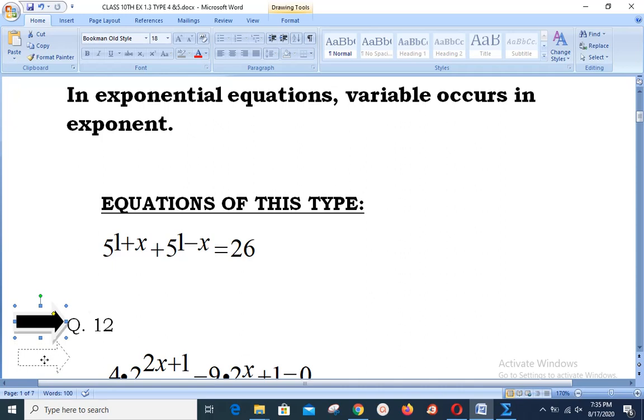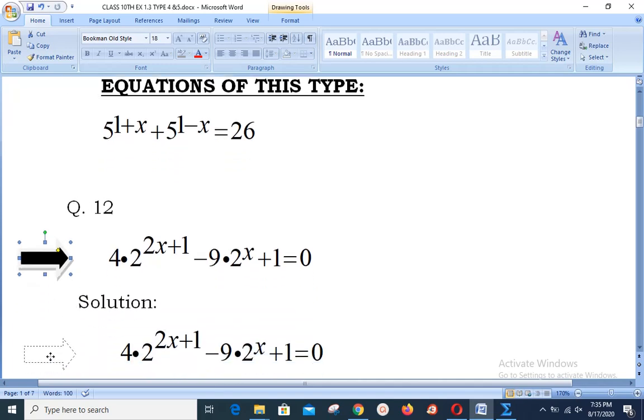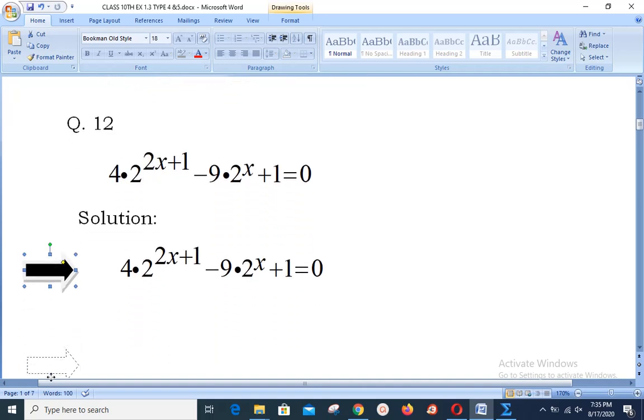Now you can see that the question is 4 dot 2 power 2x plus 1 minus 9 dot 2 power x plus 1. Here dot stands for multiplication. This is a type of exponential equation. Starting our solution, writing the first step as the question, we will break this 2 power 2x plus 1 like 2 power 2x into 2 power 1 as is done in the next step.